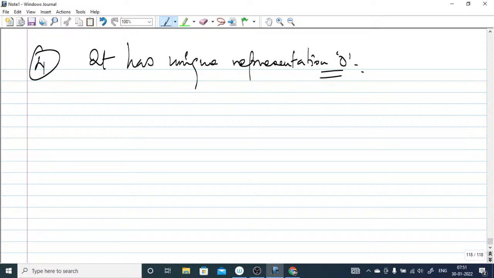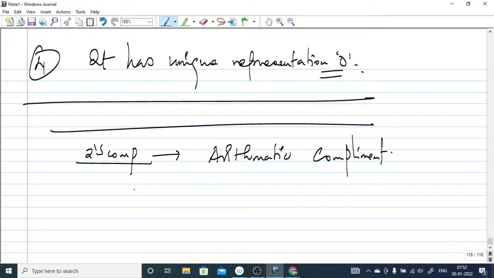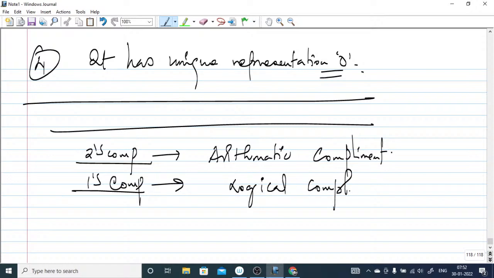And what are the applications of 2's complement? 2's complements are used for arithmetic, and 1's complements are used for logical complements, just like self complementary code and all. So you must know the applications. 2's complement application is in arithmetic, and 1's complement has application in logical complements such as self complementary code, when we discuss logical complements.